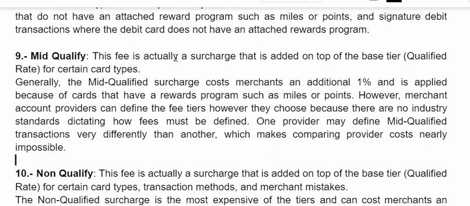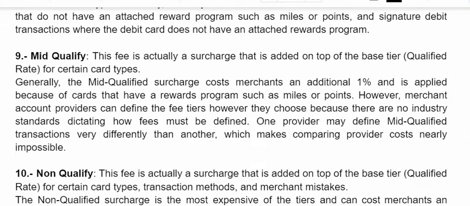However, merchant account providers can define the fee tiers however they choose because there are no industry standards dictating how fees must be defined. One provider may define mid-qualified transactions very differently than another one, which makes comparing provider costs nearly impossible.